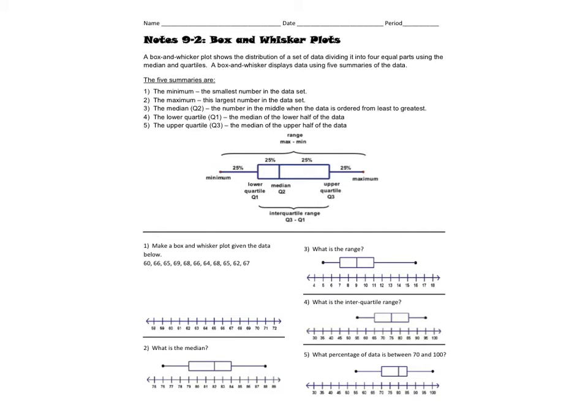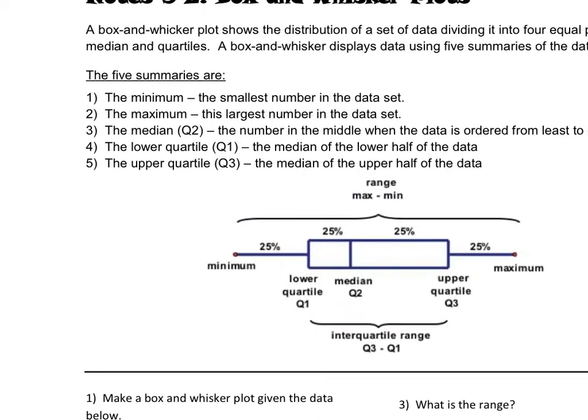This is going to be the 7th grade video for the 9-2 notes for box and whisker plots. Pretty much on every one of these, there are 5 things that you have to know. You have to know what your minimum value is, meaning your smallest number, and your maximum value, your largest number. So we've got our minimums right here, we've got our maximums right here. That's the 2 easiest things to find when you are trying to create a box plot.